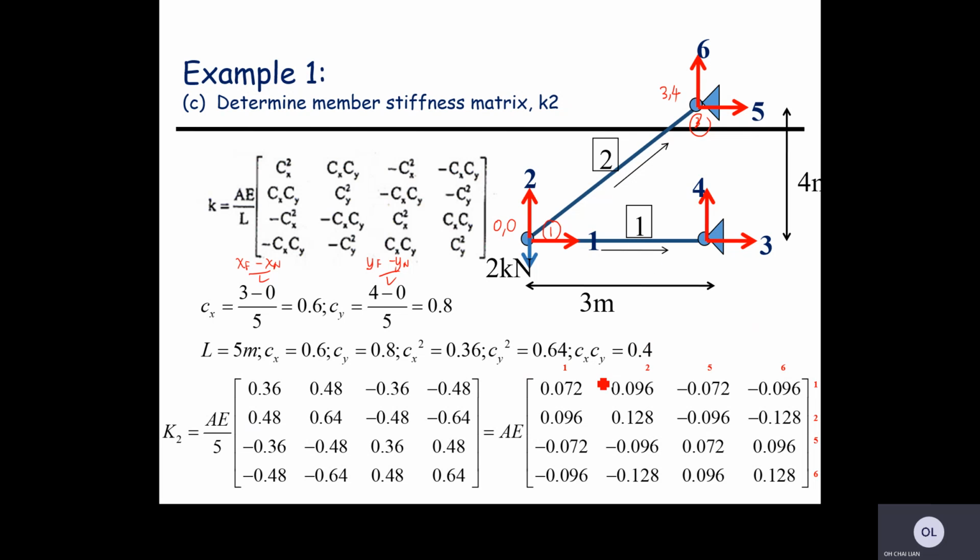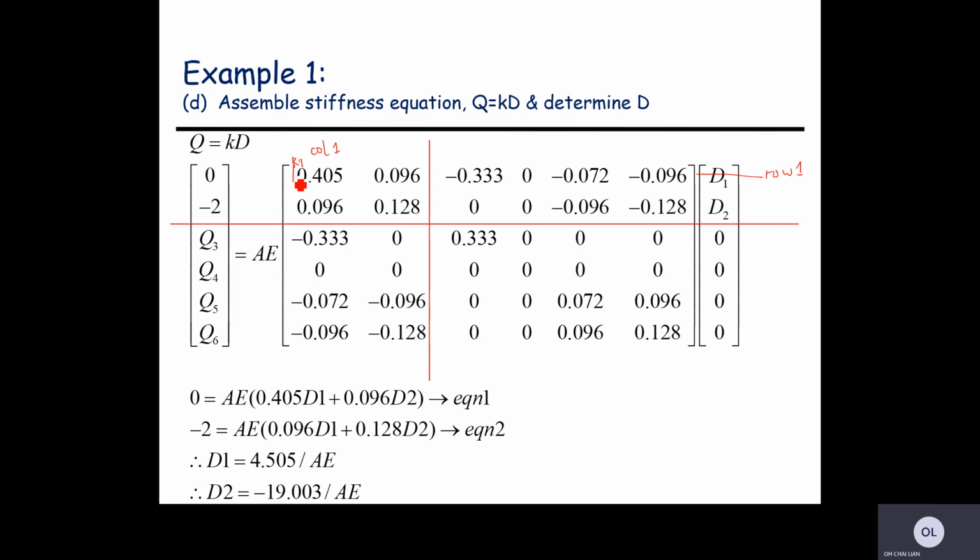So I also have column number 1 and row number 1. So I have this 0.072. So you just need to sum up the 0.333 plus 0.072. So you will get this value. So remember the structure stiffness matrix is actually the sum of all the member stiffness matrices. So probably we try another one.